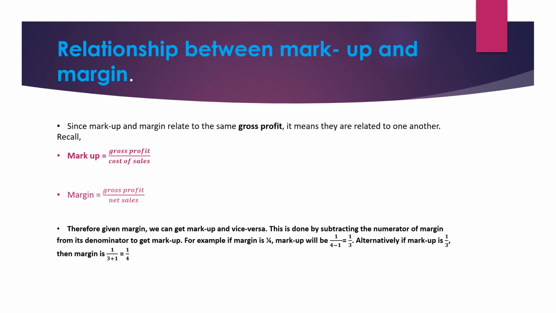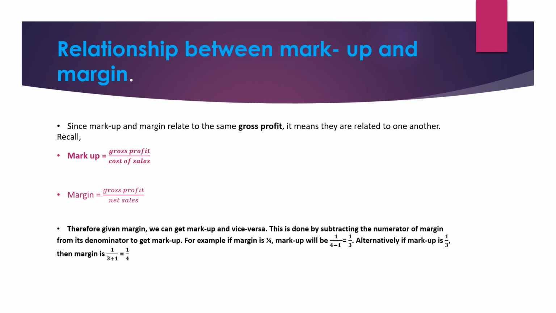Now, let's discuss the relationship between markup and margin. Since markup and margin relate to the same gross profit, it means they are related to one another. I want us to consider these formulas, which we had already discussed: markup is equal to the gross profit over the cost of sales. Margin also is equal to the gross profit over the net sales.